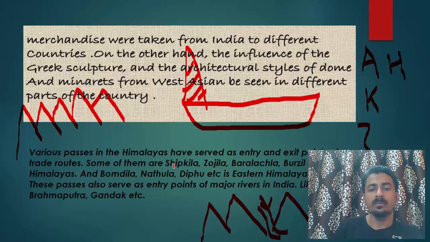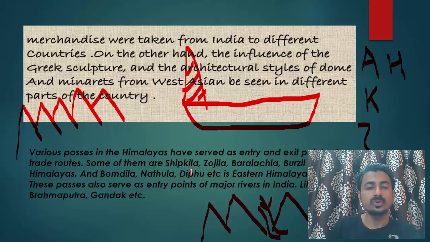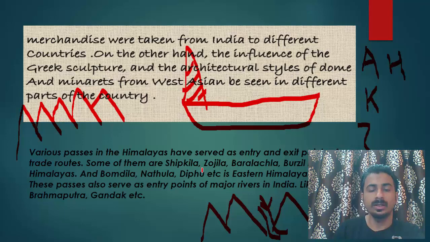Now you can remember some of these passes. Your homework is you will have to search for these passes on the internet and see where they are located, like Shipkila, Zozila, Baralacha La, Bomdila. I will tell you Baralacha La is in Himachal Pradesh, and Nathula is in Sikkim. I have told you about two, the rest you will search. These passes also at times serve as entry points of rivers in India.